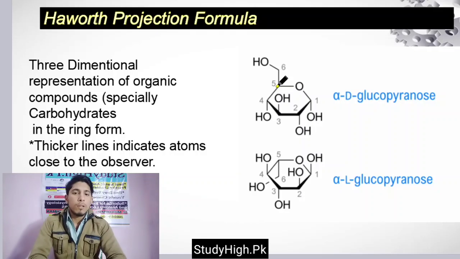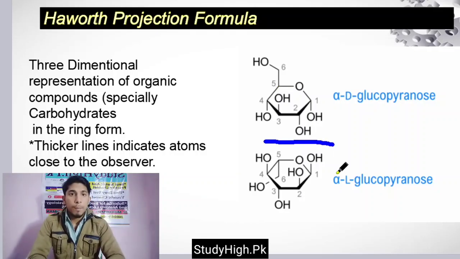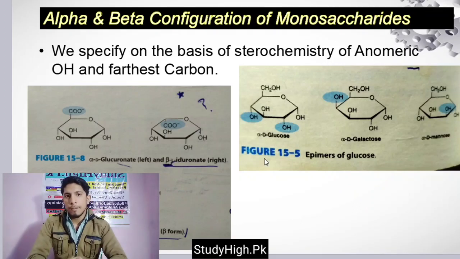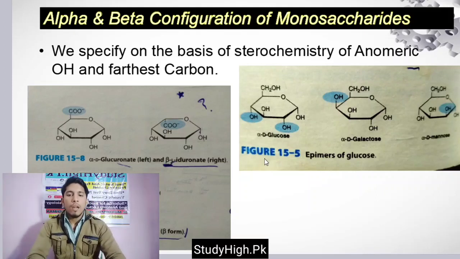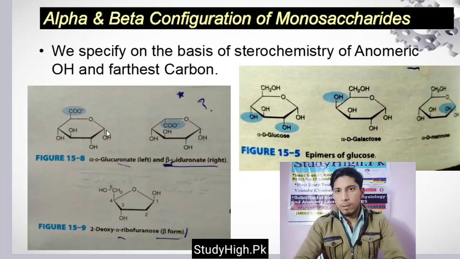So you must know about the Haworth projection formula. This will also help you in recognizing different types of isomerism, alpha and beta configuration. Now we are going to start our next topic, very important: alpha and beta configuration of monosaccharides. So what is the basic concept in determining whether a monosaccharide is in alpha form or beta form? First of all, this is the anomeric carbon.